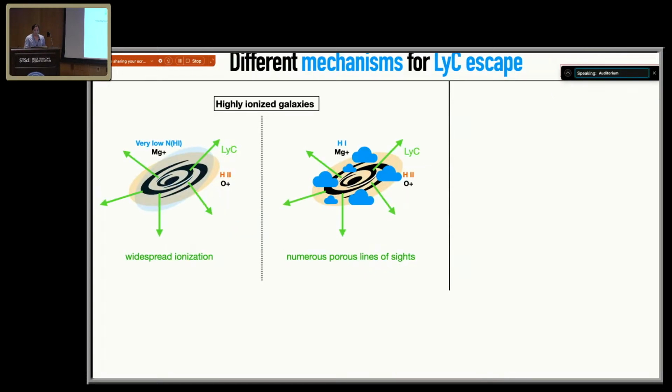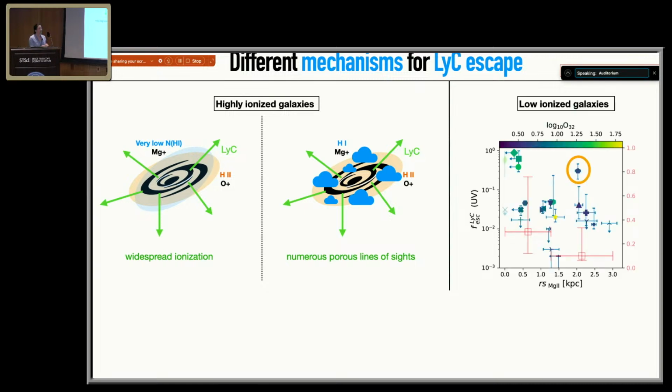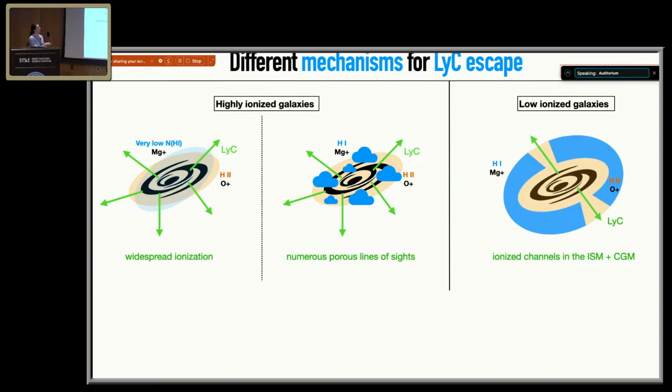And so we discussed different mechanisms for the Lyman continuum escape. For the highly ionized galaxies, we might be in this configuration where we have a widespread ionization allowing Lyman continuum photons to escape. Maybe because we do detect neutral gas, we are in this configuration where we have numerous porous lines of sight. And finally, for the low ionized galaxy, like this one, if you remember, the strong leaker with the magnesium 2 halo, we might be in this scenario where Lyman continuum photons are escaping through channels which have been cleared by flows.